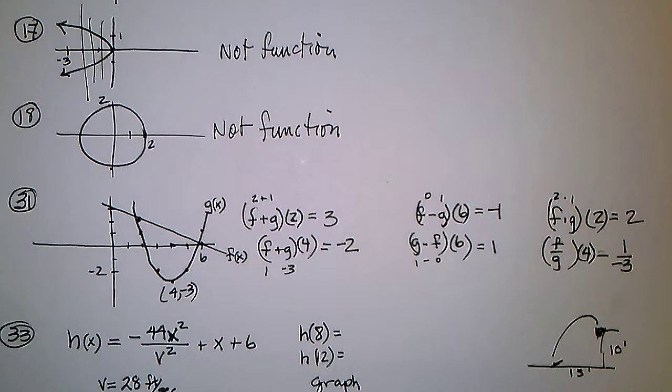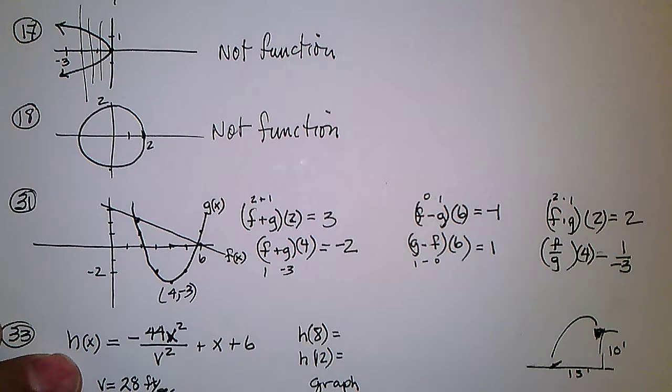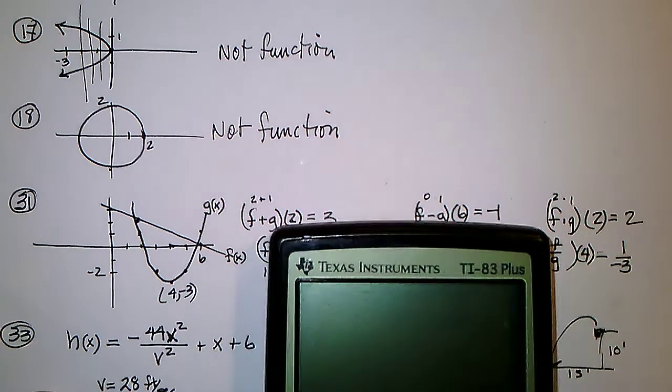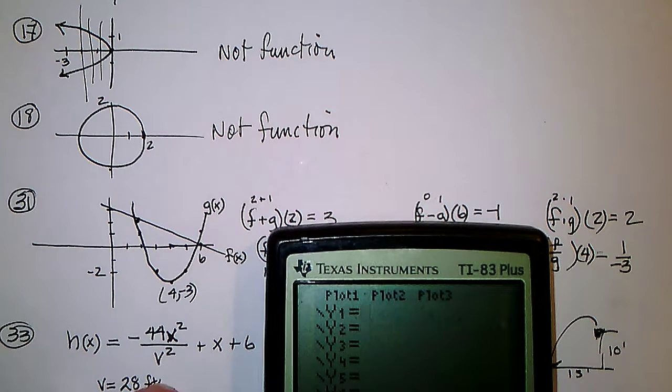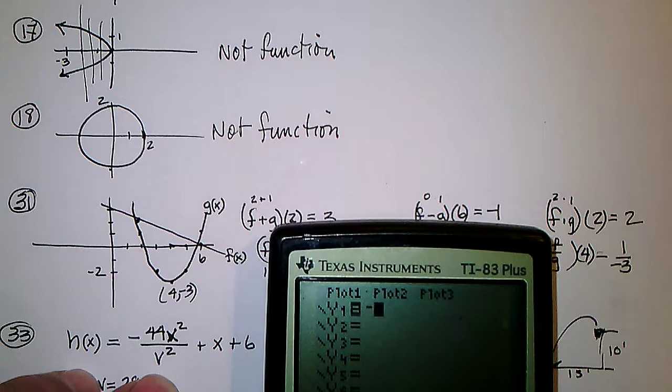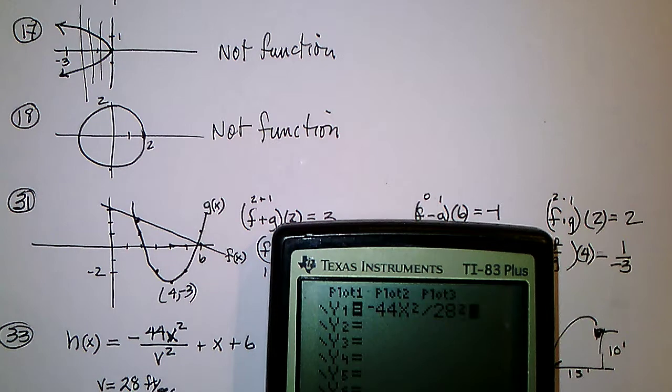And it says figure out the height at 8 feet. So we put 8 in there, and it said the velocity is 28. But I'm going to do it the simple way. Turn on my calculator, push y equals, and type in this equation. Negative 44x squared divided by 28 squared plus x plus 6.